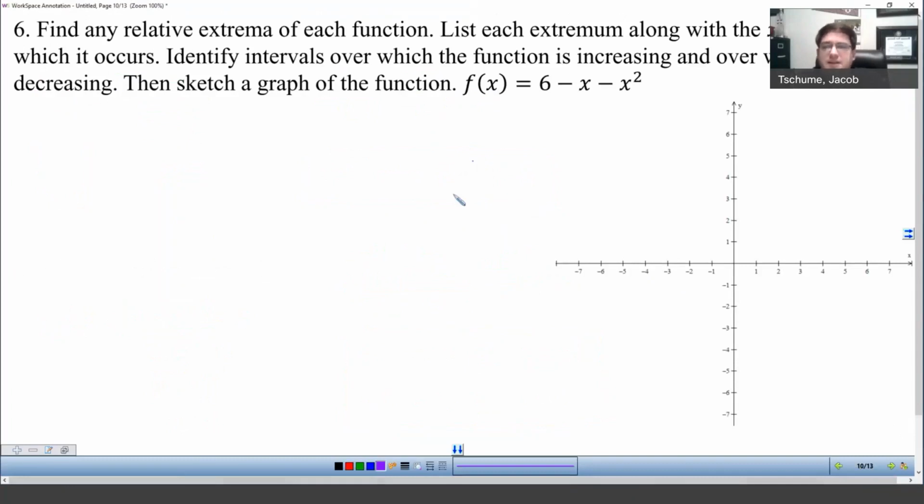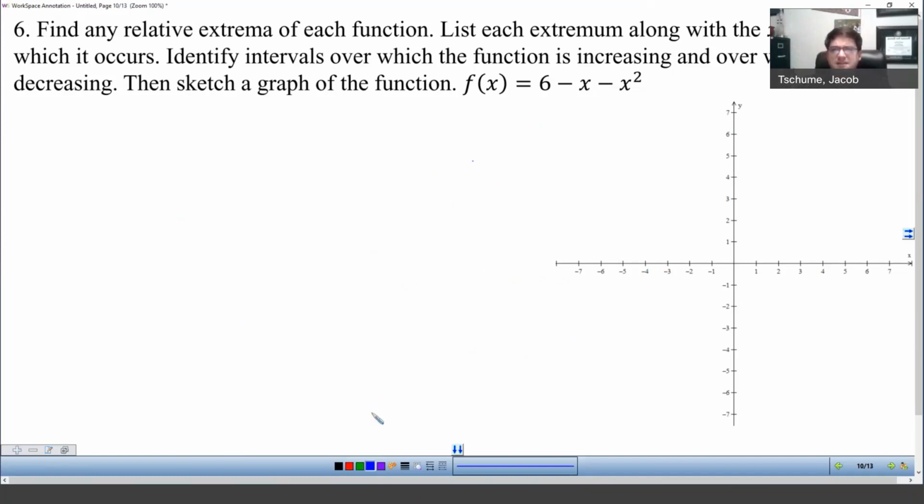Number 6 says, find any relative extrema of each function. List each extremum along with the x value at which it occurs. Identify the intervals over which the function is increasing and over which it is decreasing. So that'll be new. We'll go over that. Then I want you to sketch a graph of the function based on all this information. And we're going to begin with f of x equals 6 minus x squared.